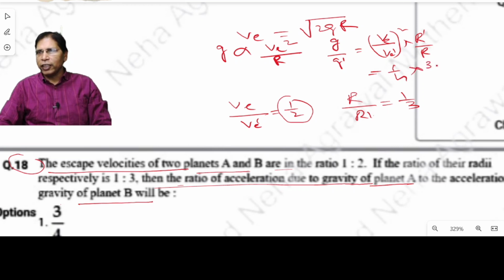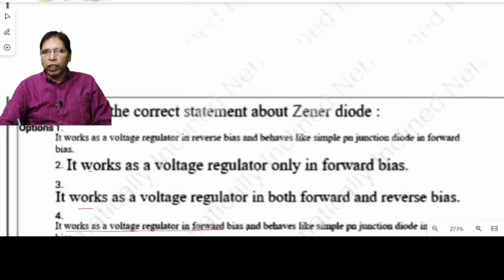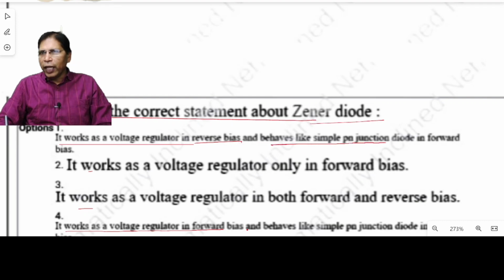So look at this. This is the 3. So our ratio is the 3/4. Okay. Look at this. Option 1. Now question number 90. Choose the correct statement about Zener diode. It works as a voltage regulator in reverse bias, correct, and behaves like a simple PN junction diode in forward bias. Okay, no problem. This is the correct option.